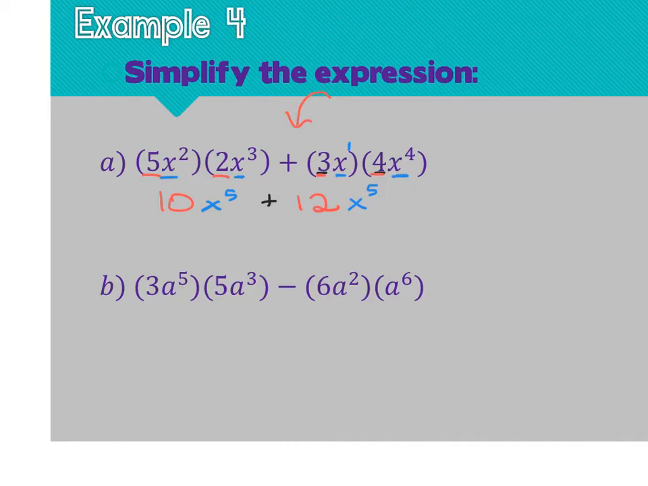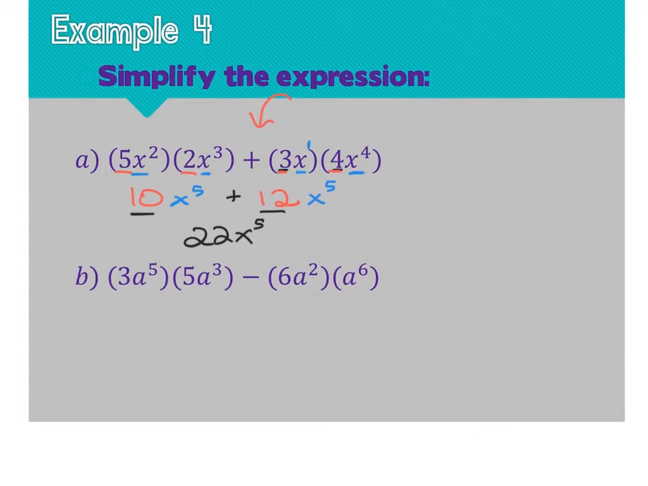So I can now go back and add my like terms. I can add the coefficients. So 10 plus 12 gives me 22 x to the fifth. When you add variables that have exponents, they have to be like. So for example, let's say my final answer became 10x to the sixth plus 12x to the fifth.